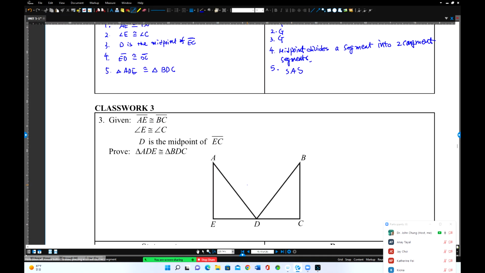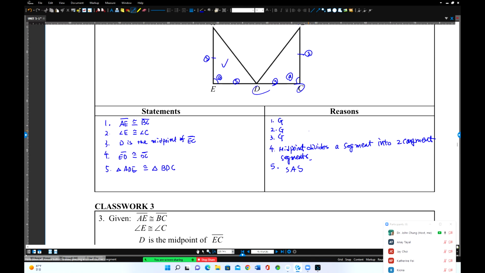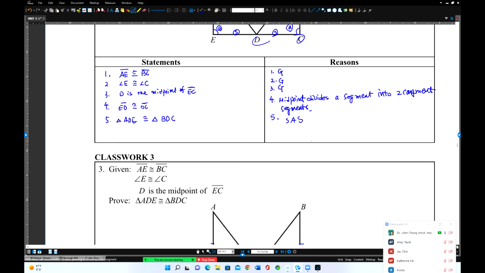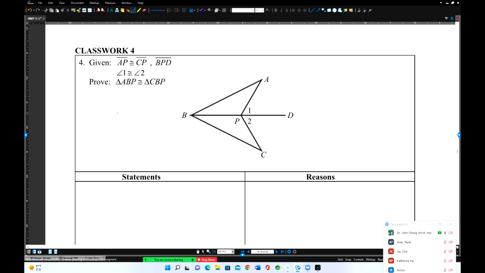Okay, now classwork 3 up there. Another midpoint, okay? AE congruent to BC. I'm going to write down over here. AE congruent BC. Where is it? It's the same question. AE congruent to BC, angle A, angle C. This midpoint. This is the same question, okay? I'm going to check. All right. Move on to the next one, number 4 there.